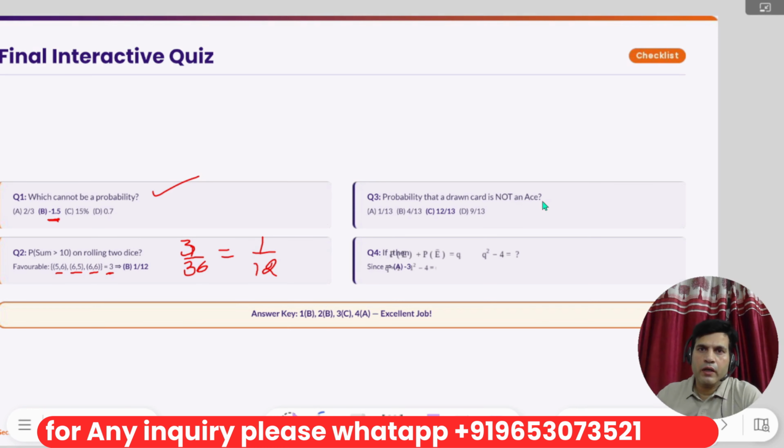Probability of a card drawn is not an ace card. So how many aces are there? 4 are ace cards. The total is 48 cards that are not. So 48 upon 52. So 12 by 13.